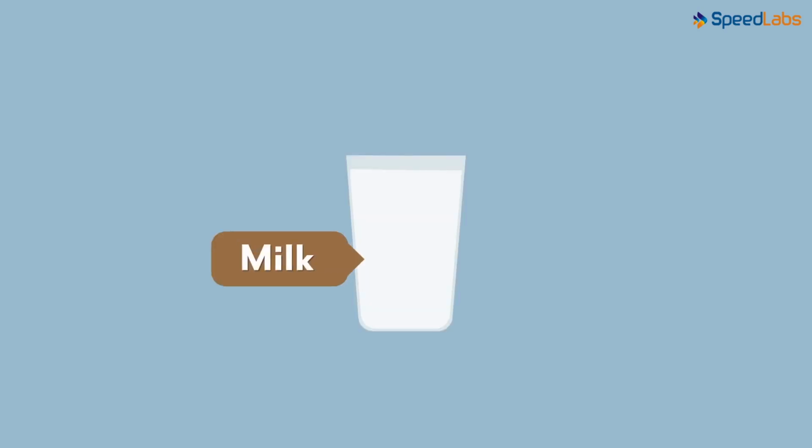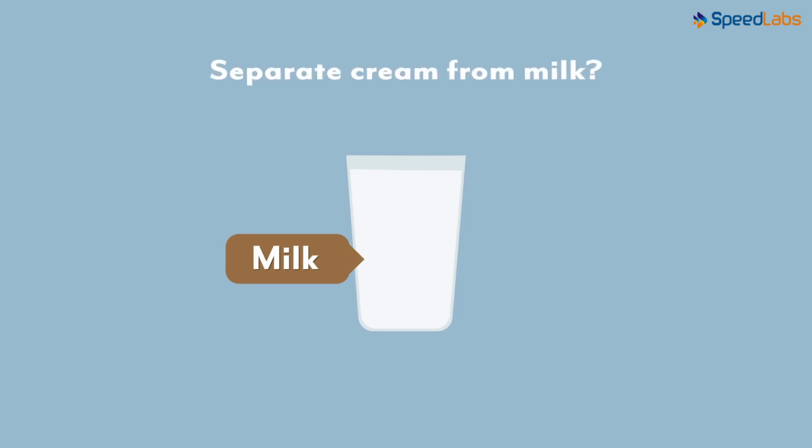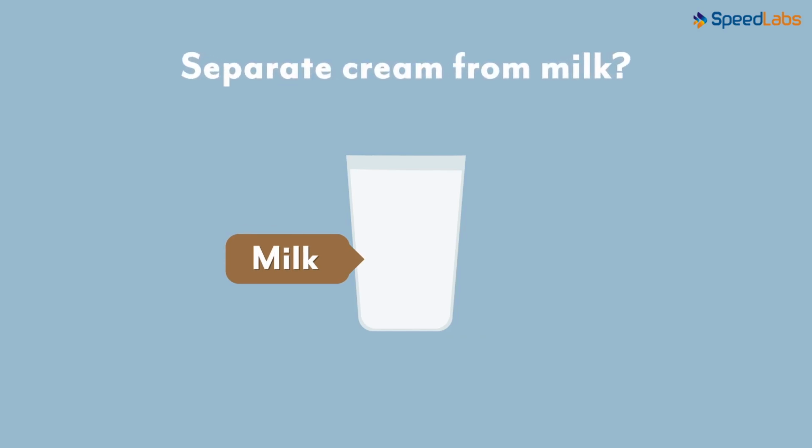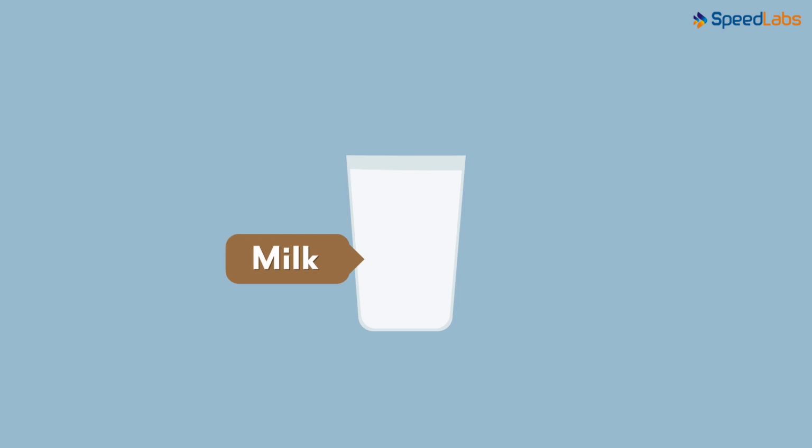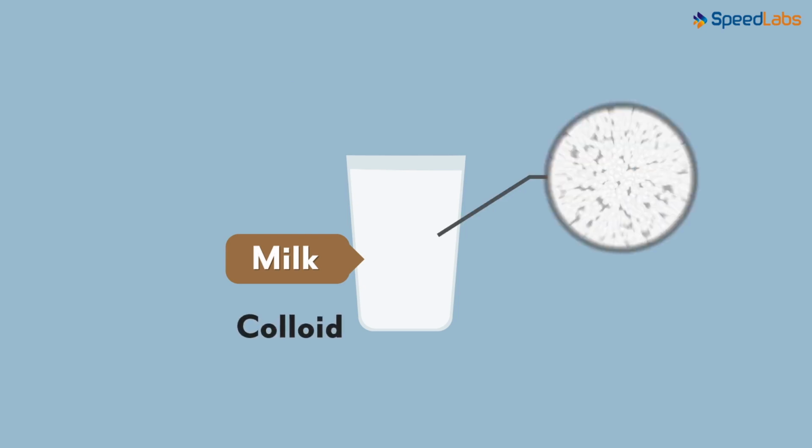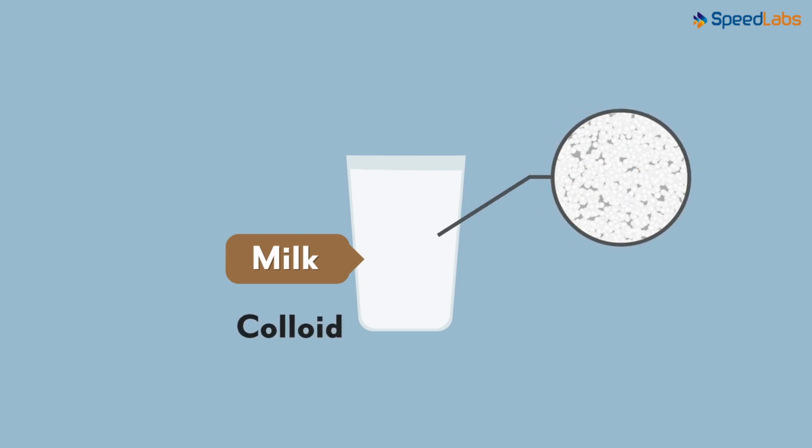Now for something interesting. If I want to separate the components of a colloid like milk, then what process of separation can be used to separate the cream or fat from the milk? Yes, milk is also a colloid. It has fat globules dispersed within a water-based solution. So how can we separate the fat from the milk?